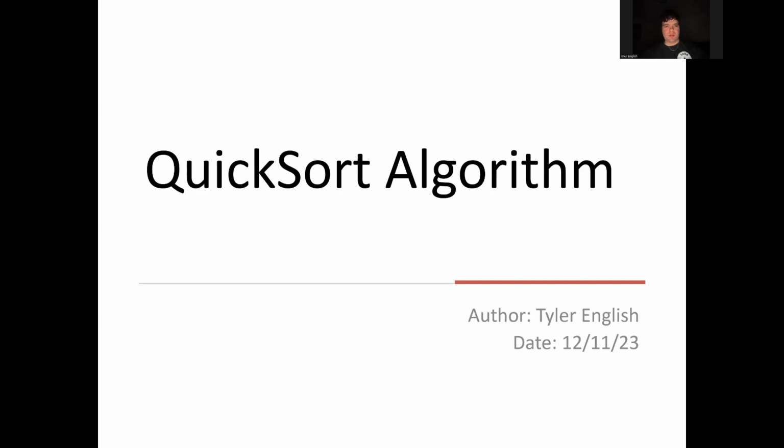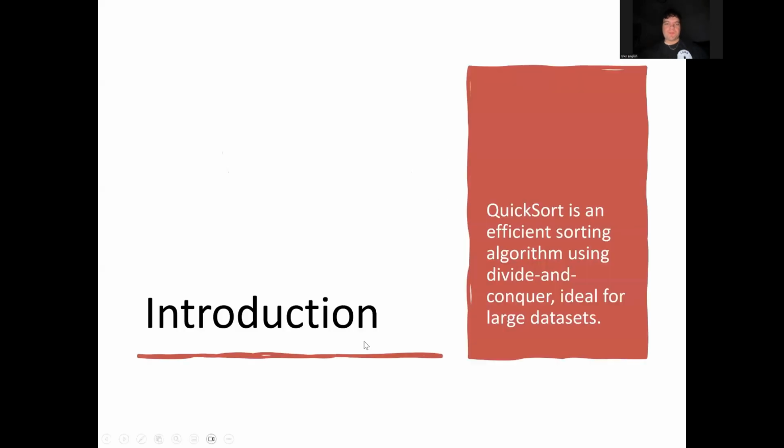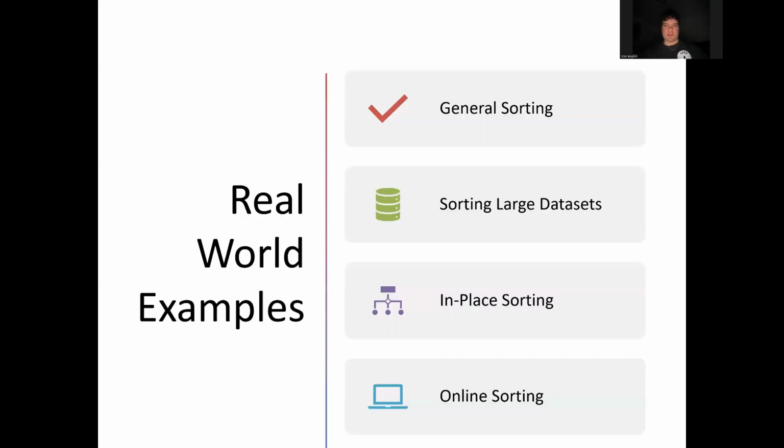I'm here to talk about a quicksort algorithm and how you would use it. So, what is a quicksort algorithm? Well, a quicksort algorithm is an efficient sorting algorithm using divide and conquer, which can be used for large data sets. Here are some examples that we could use.